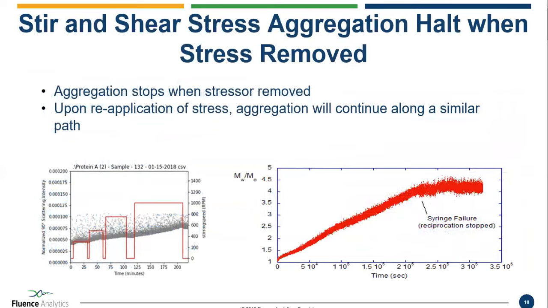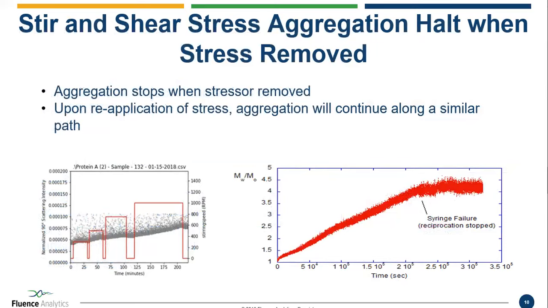Another thing that we've looked at is halting either the stir or the shear stress to examine the effect. And intuitively, you would think that once the stress is stopped, the aggregation would stop. And that's what we found, not surprisingly. So on the right at the bottom, we have an example of when we were looking at a reciprocating capillary shear via syringe pump, and we had a syringe failure that occurred during the experiment. You can see that when that failure occurs, our aggregation halts. We get a linear response to the light scattering signal.